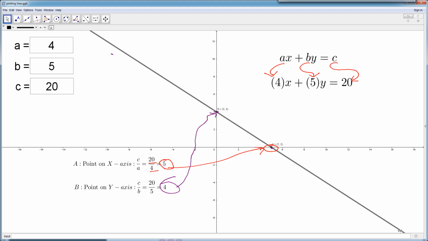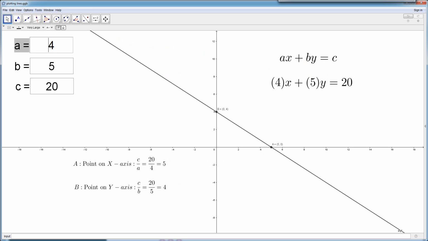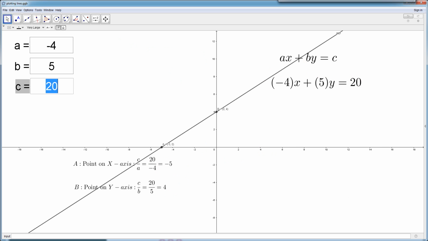So this is a straight line having the equation 4x plus 5y is equal to 20. This is the equation of the line which is represented here. As a next example, let us take the value of a as say -4, the value of b as 5 and the value of c as 20.